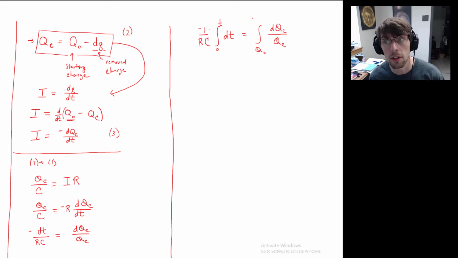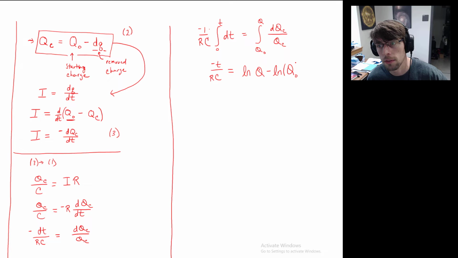And then at some time interval later, we don't know what that's called. I'll just call it Q. And we go ahead, we integrate. Well, this is a piece of cake. That's just t. And so we get negative t over RC equals, what should I put here? Good. ln. This is the ln of Q minus the ln of the initial starting charge, Q naught.